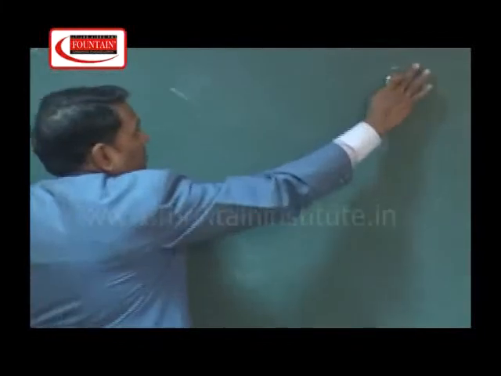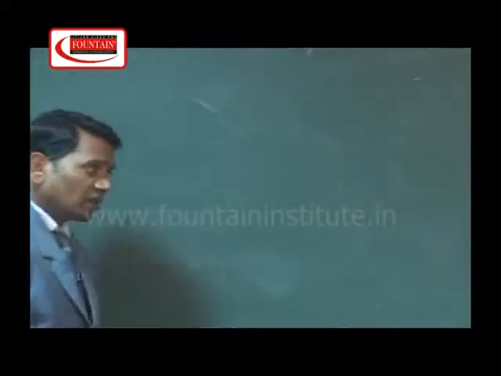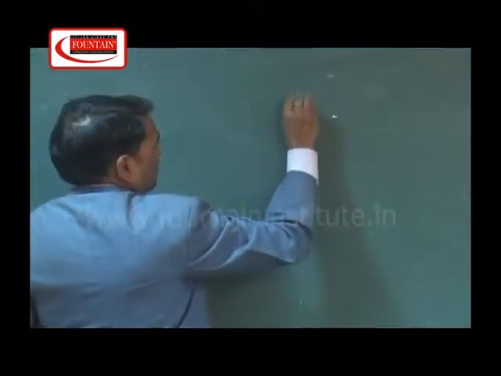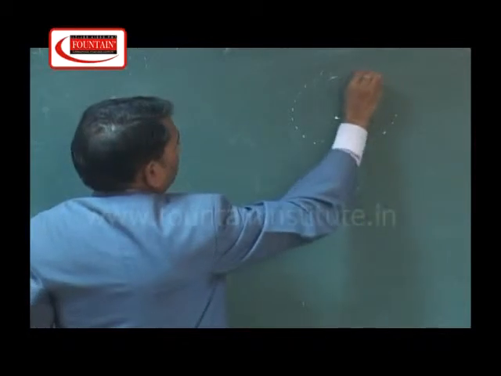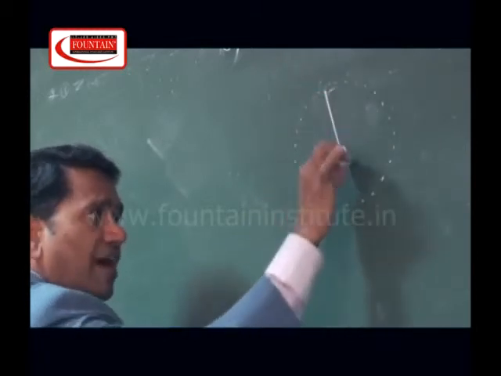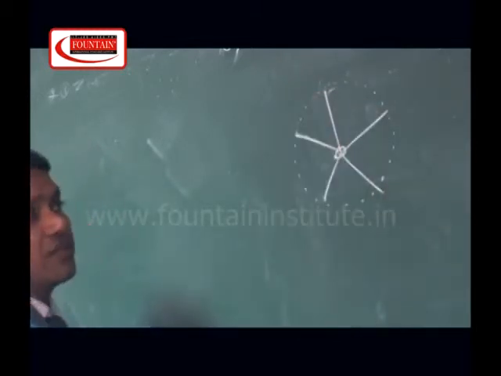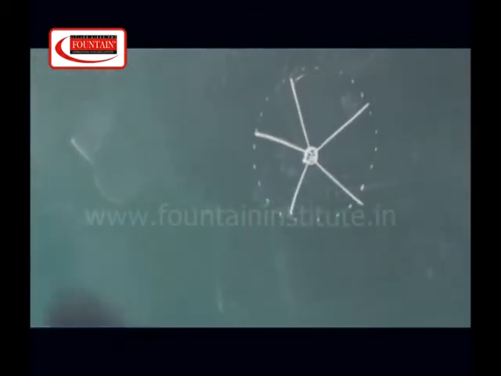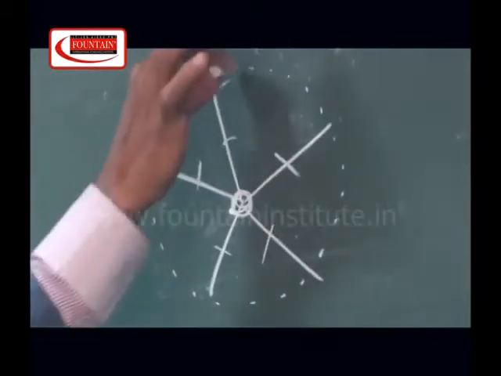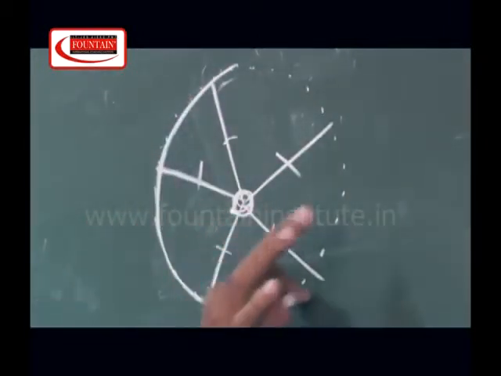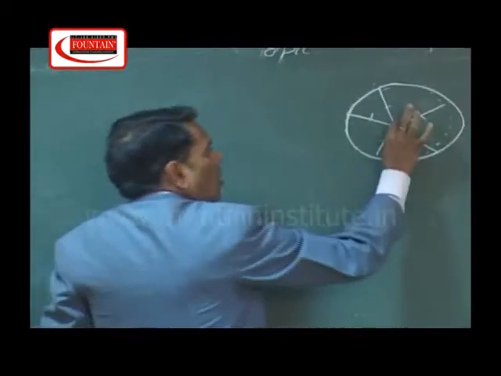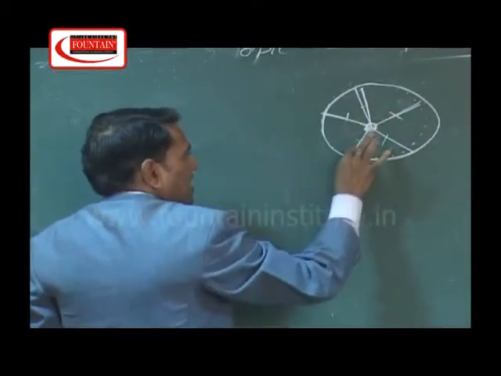So what is a circle? First you have to define a circle. A circle is the locus of the points which are equidistant from a fixed point. All points are at equal distance from a fixed point. This fixed point is known as the center and this fixed distance is known as the radius of the circle. So if we join these points, definitely we will get a circle. The definition of a circle is that all radii are equal.